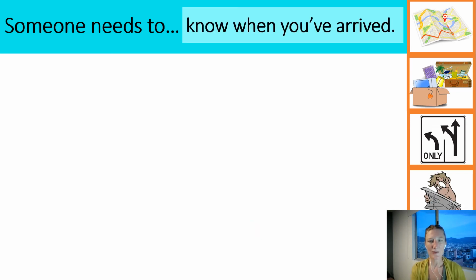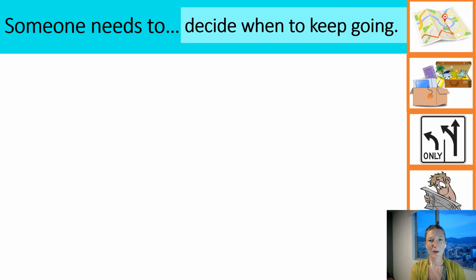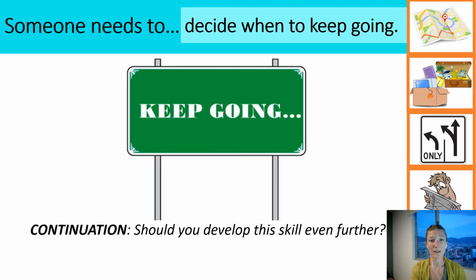Someone also needs to know or decide when you've arrived. We're talking here about the evaluation. So have you reached your learning goal? How do you know that you have arrived at that goal that you set? Someone also, and finally, needs to decide when to keep going. So should you be continuing this learning? Should you be developing this skill even further?